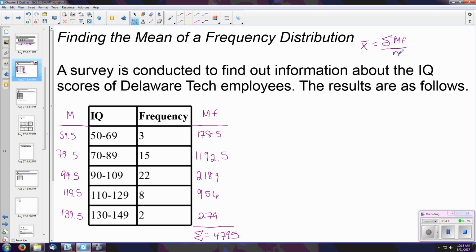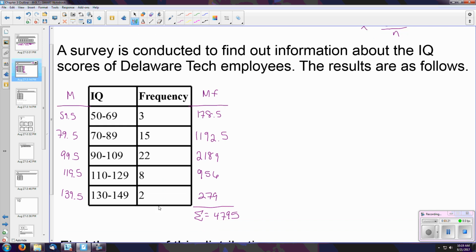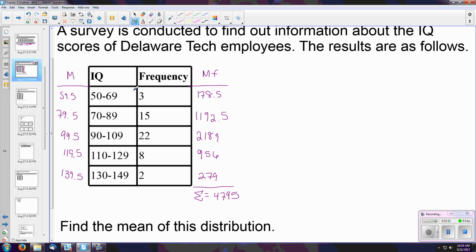How do we calculate the sample size? Well, earlier we talked about if you have anything with frequency in it, then the size, in this case sample size, is the entire sum of the frequencies. It's because you have 3 people in this category, 15 in this category, so on and so forth. So if we add those up here, we find that we have a sample size of 50.